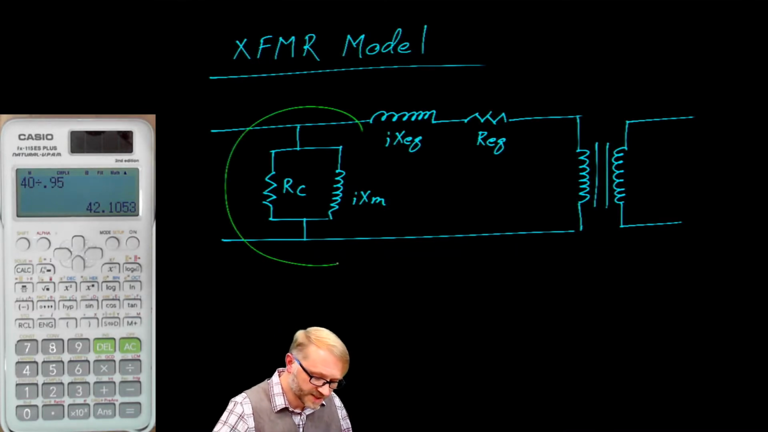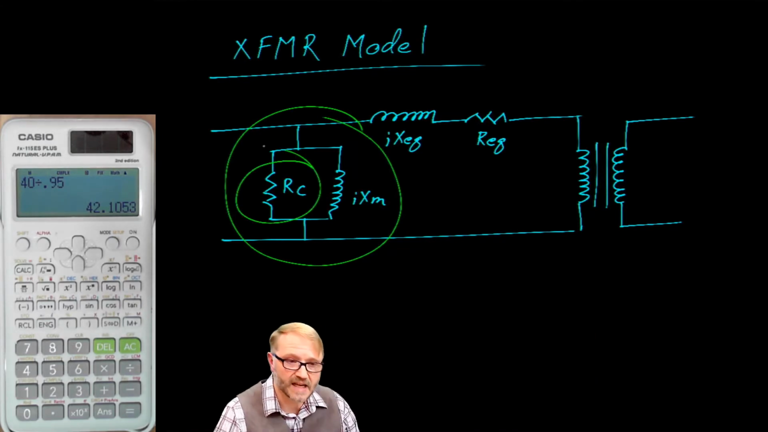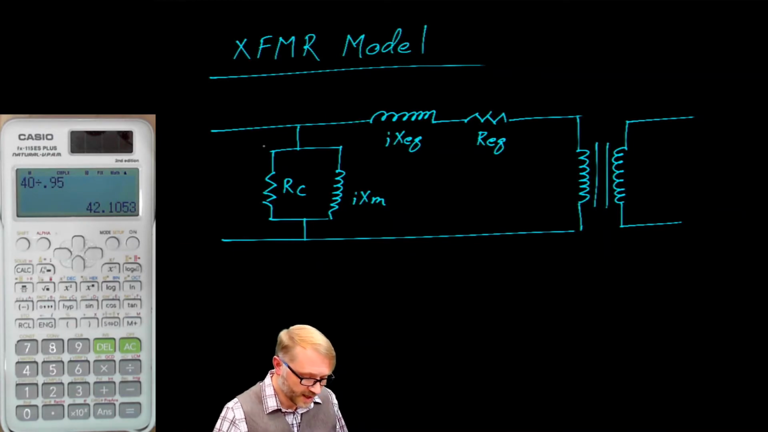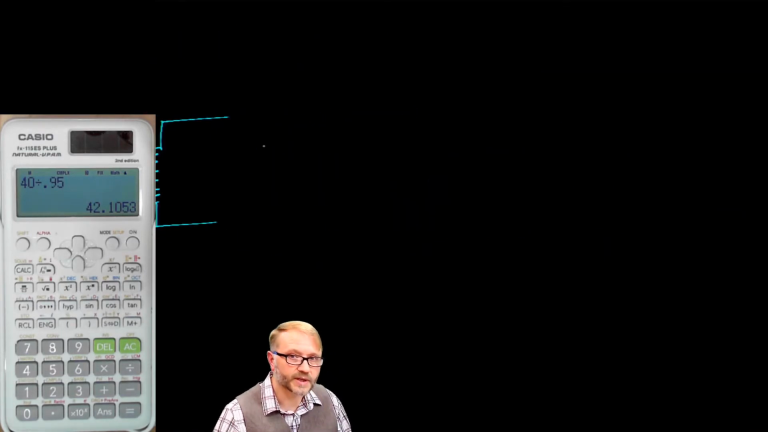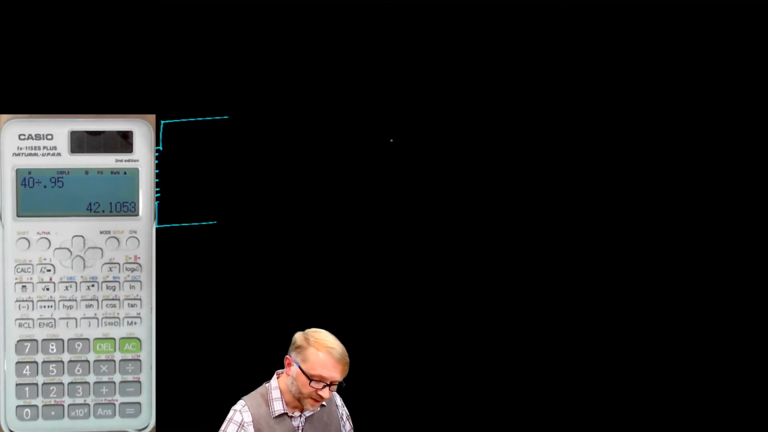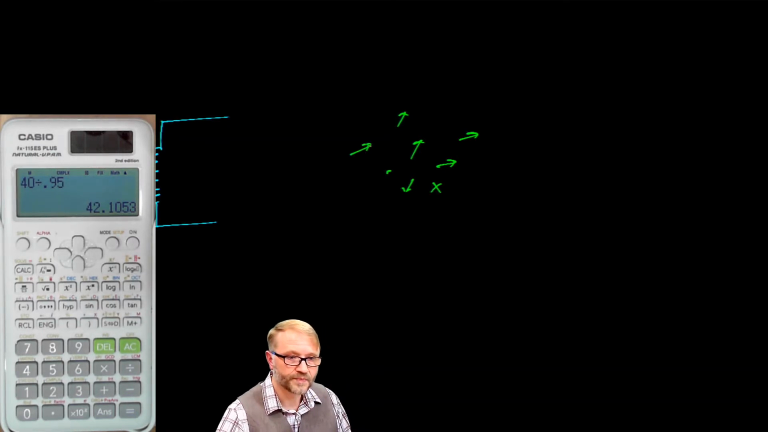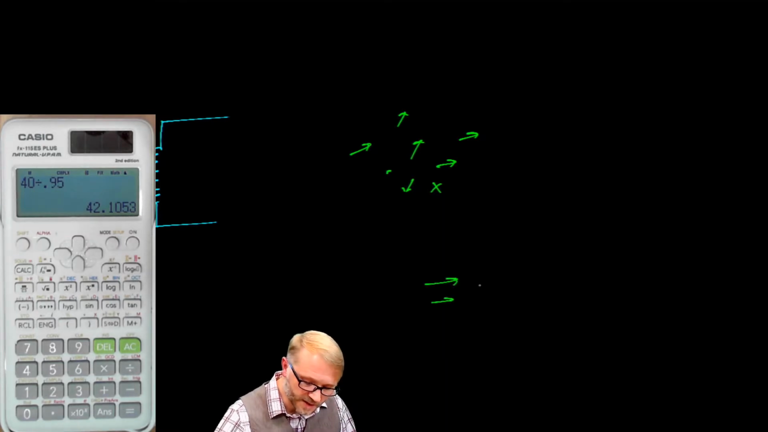This branch represents the core, and this resistor is kind of interesting because it's not really a resistor. There is no resistor in the core to speak of. However, there are what are called magnetic domains. You could think of the magnetic domains as a series of vectors that are pointing in different directions. Initially, these magnetic domains are randomly oriented. However, when you apply a magnetic field, they tend to line up in the same direction.